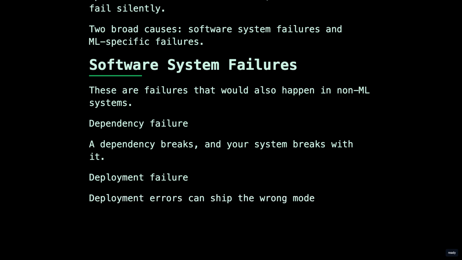That can mean an older binary goes out instead of the current one, or permissions prevent the system from reading and writing the files it needs. Those are operational mistakes, and they can stop a model from serving correctly.